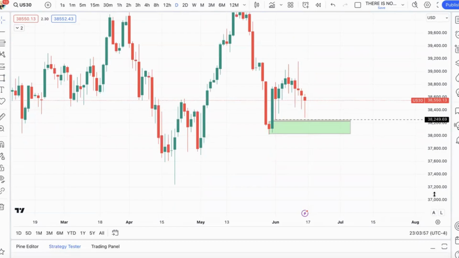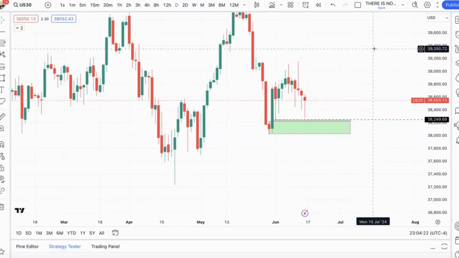When you're looking for your confirmations to enter the market, you want to make sure that you have a break of structure, right, in the direction of a trend, meaning if you're looking for price to go lower, you want to see a break to the downside. That's a closed body candle beneath the previous low. And then you want to see a retest back possibly into imbalance or supply, right?